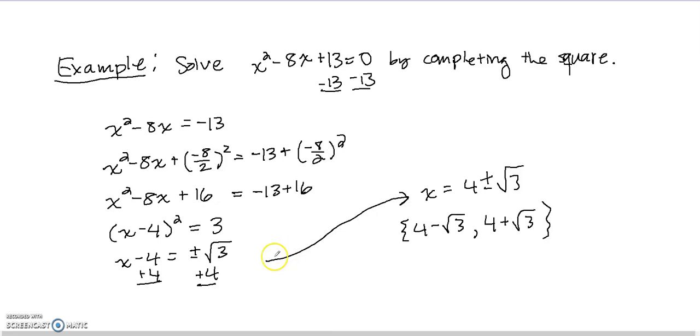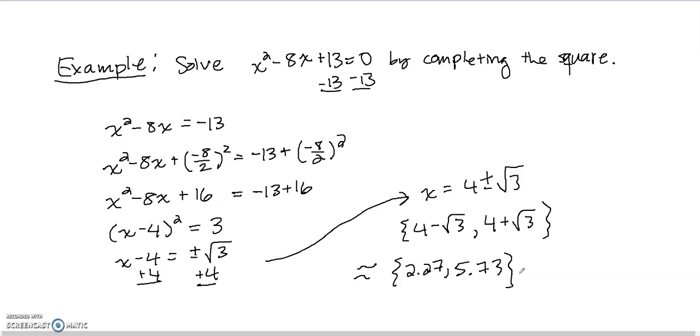So, I mean, if you wanted to do a decimal approximation, you could do that in the old calculator. 4 minus the square root of 3 comes out to about 2.27 if we round to two places, which means the other one is going to come out to 5.73. So those would be approximately your two solutions to that equation, and good luck trying to factor it. It's not one that you can easily factor.